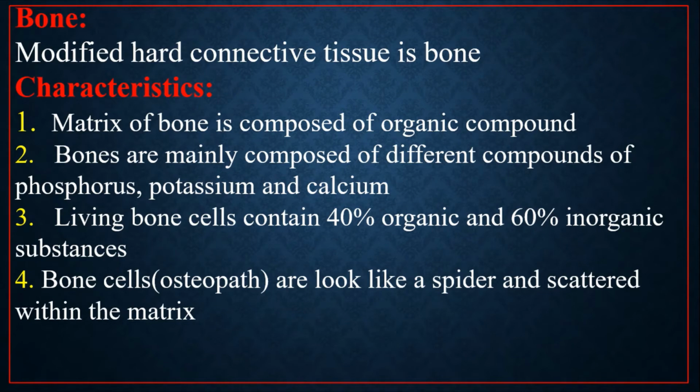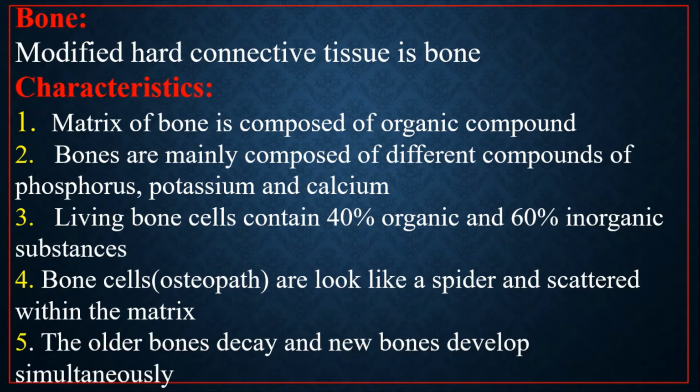What is matrix? We have to know. We know blood, bone, cartilage, etc. are connective tissues of our body. Actually, the internal structure of connective tissue is called matrix. The older bones decay and new bones develop simultaneously.